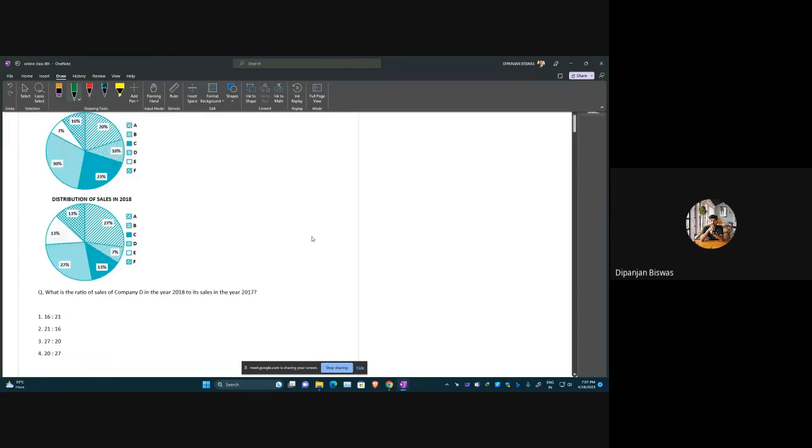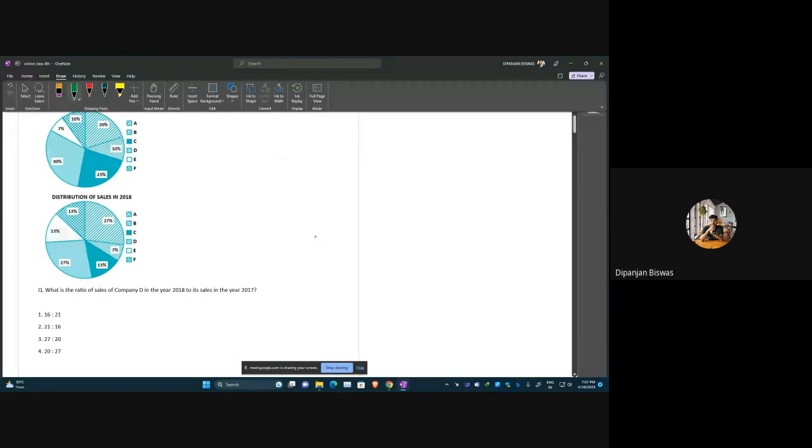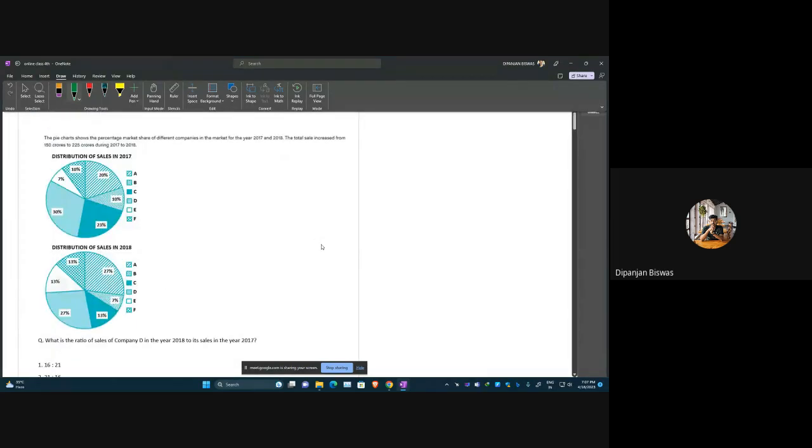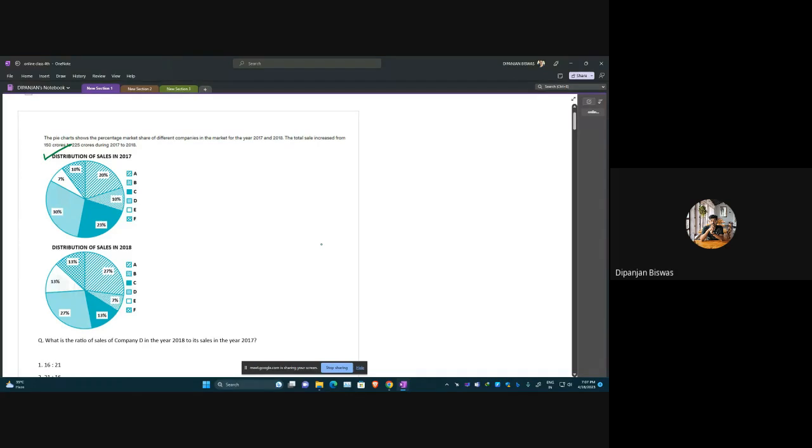Let me show you how it is done. Mainly with this kind of pie chart, you can pick data directly for the questions that are asked in ratios. You don't have to solve it completely. Like in this data set, you can say distribution of sales in 2018 and that of 17 and 18. Here the total was 150 crores, 150 CR, as you can see.